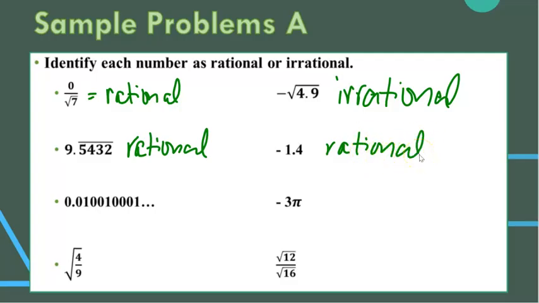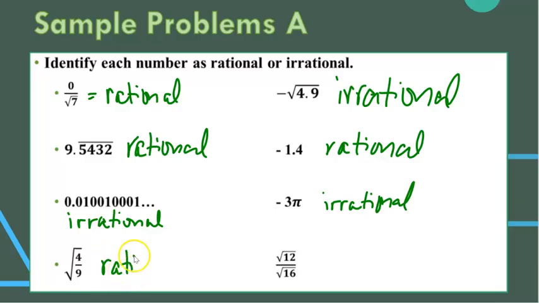Here I have a long decimal with the ellipsis at the end. That means it continues going on forever. There's nothing repeating, so this is irrational. This one has pi in it, which is an irrational number. Here I have 4/9, a fraction inside of a radical, but they are perfect squares, so this would be rational because it would equal 2/3.